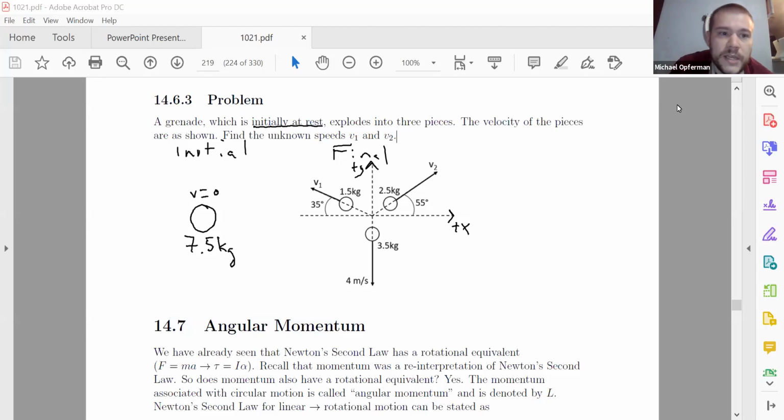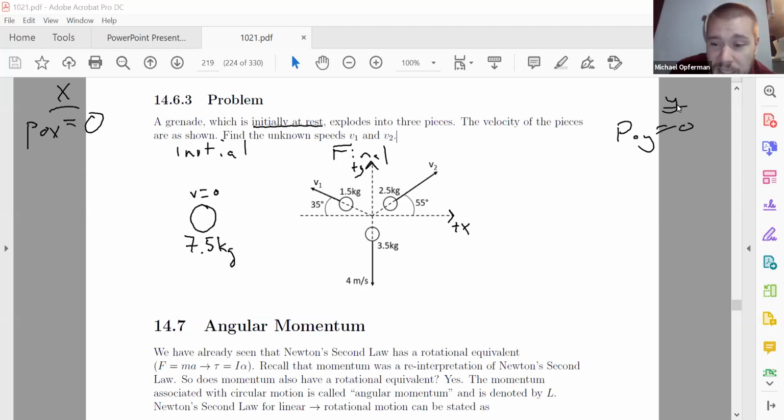Next thing I need to do is write down the momentum in the initial state and the momentum in the final state. This is a 2D problem, so I'll do x in the left column, and I'll do y in the right column, because we need to clearly separate our x and y as always. So for the initial, super easy. Since it has 0 velocity, it also has 0 momentum. So initial x momentum is 0, initial y momentum 0.